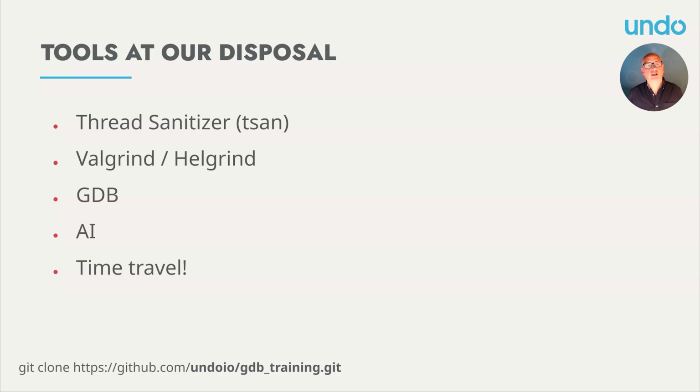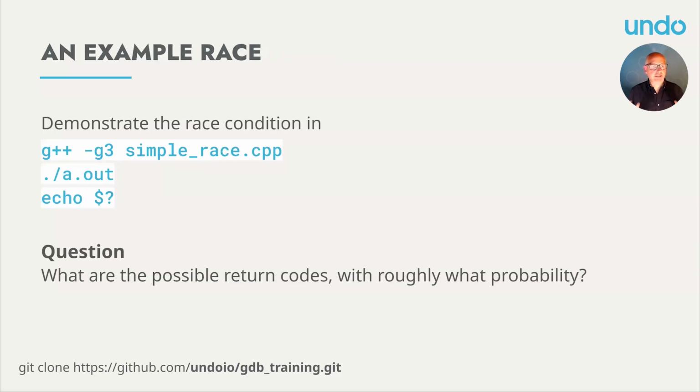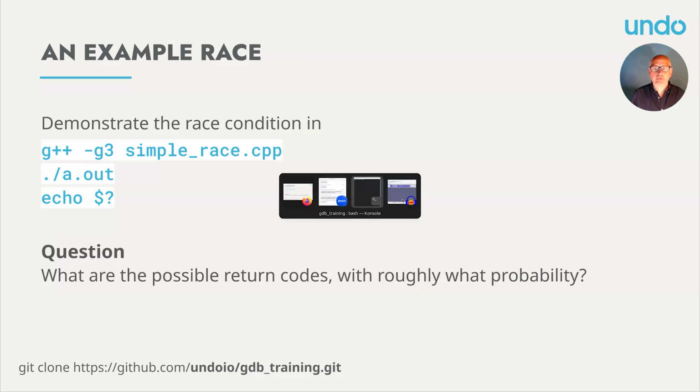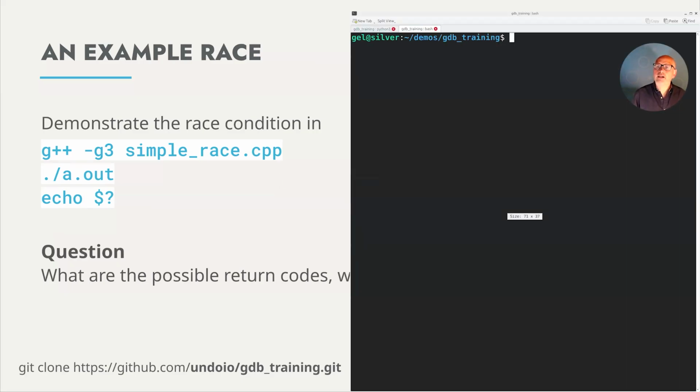We're looking for where they will work, and then you select the best tool for the job. So let's get started with some actual code. If you've cloned the GitHub repo, you'll have access to simplerace.cpp. Let me make that a little bit bigger.